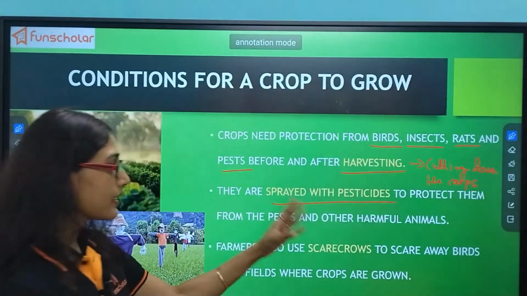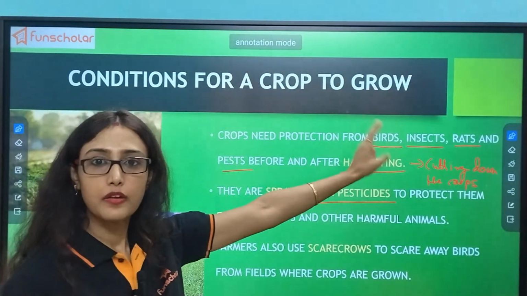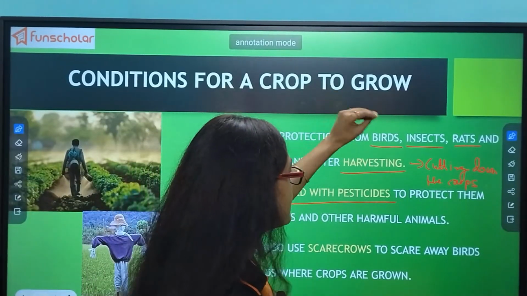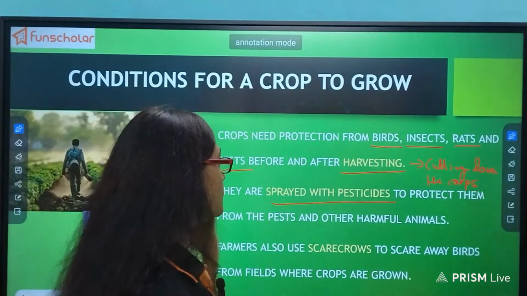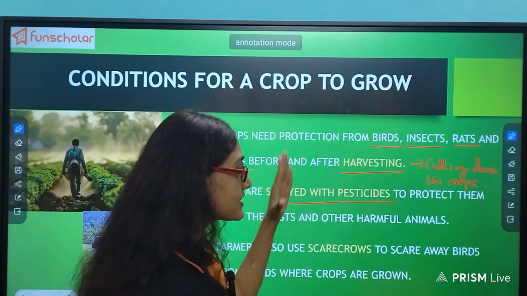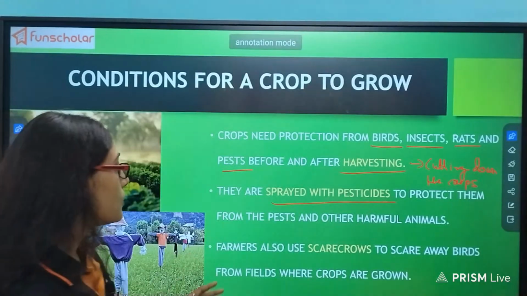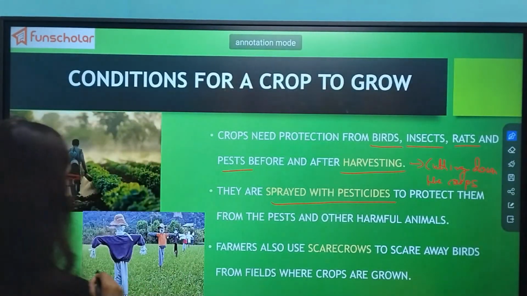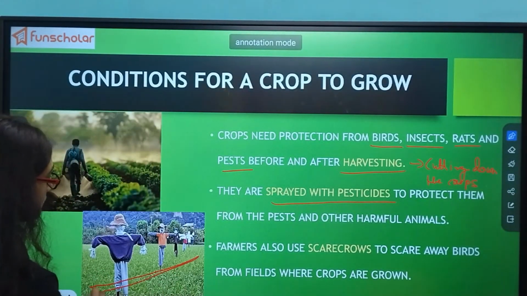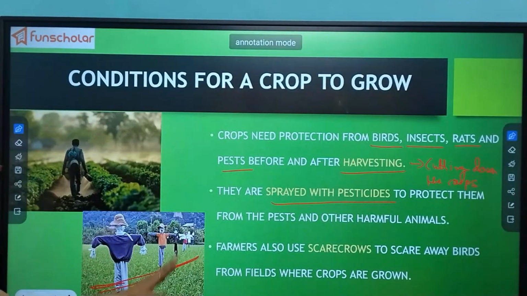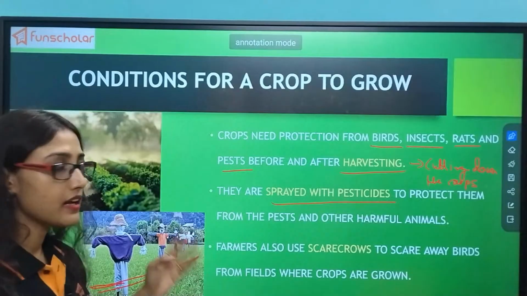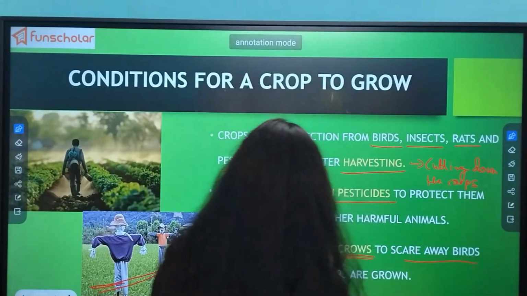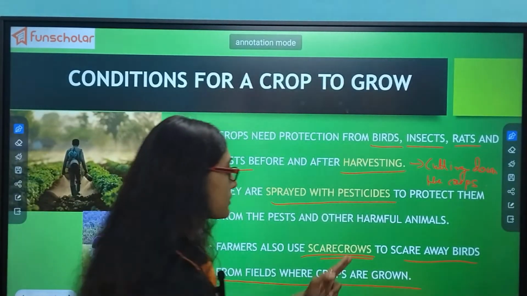Pesticides are used. But you can't kill the birds, because killing insects is not a crime, but taking a bird's life is a crime. And birds are lesser in quantity than insects. So how will you shoo away the birds? You can use a scarecrow. The birds will think there is a man standing in the ground and they will get scared and fly away. Farmers use scarecrows to scare away birds from fields where the crops are grown.